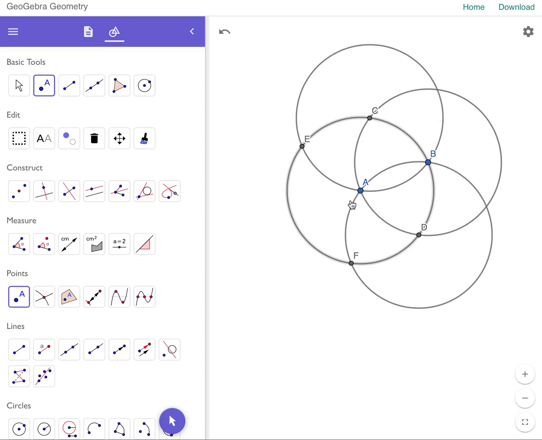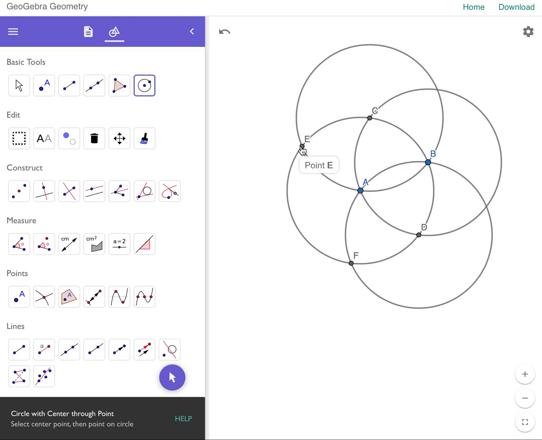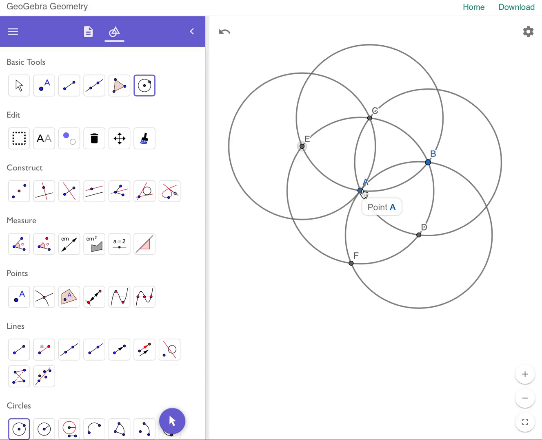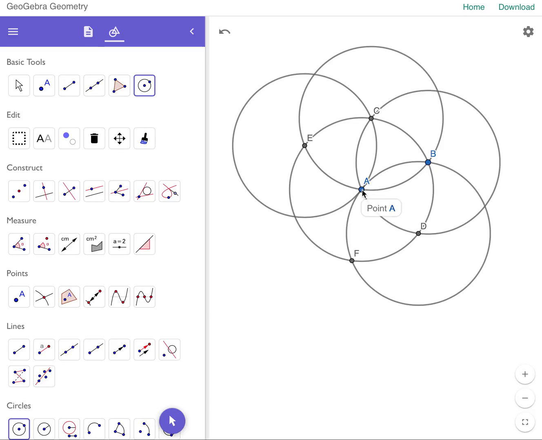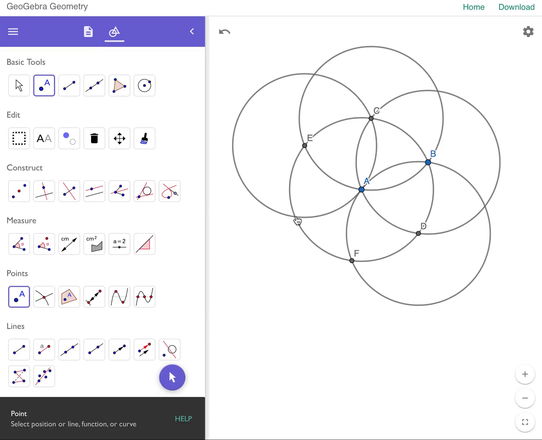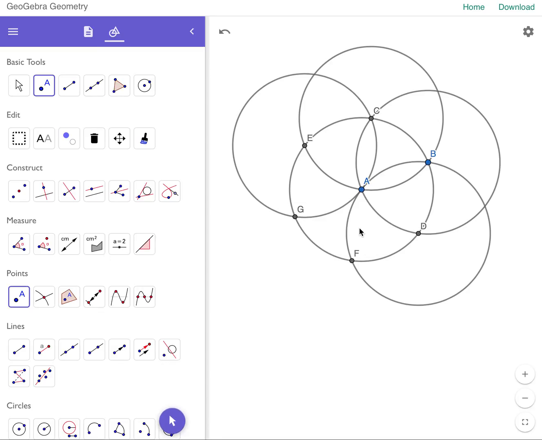The next one, we're going to go through center point E, and of course it's going to go through A. Find the intersection, label it, and now we have our 6 coordinates here. We've got C, B, D, F, G, and E. Now I already know that they're going to be equidistant.